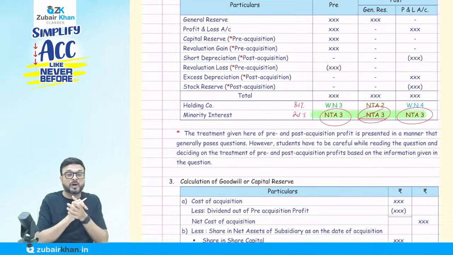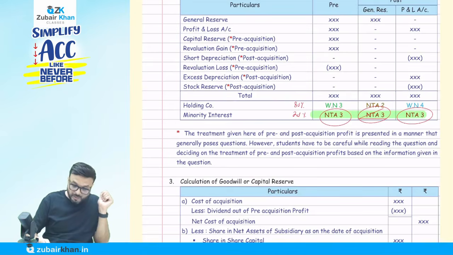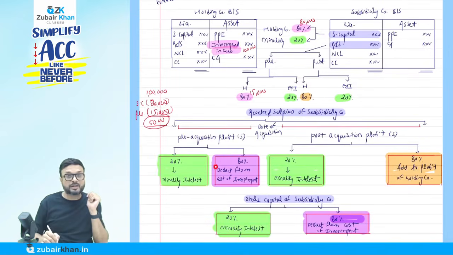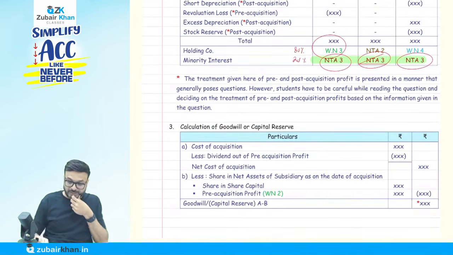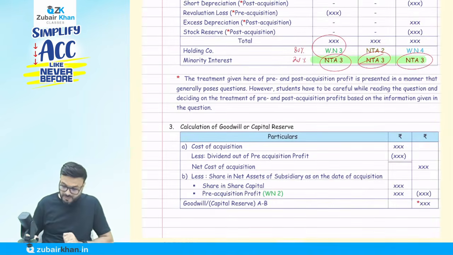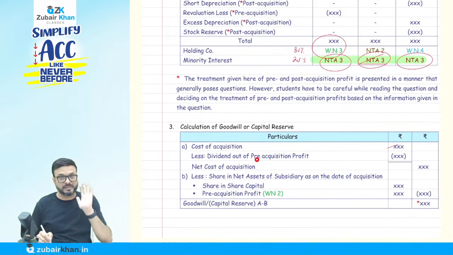But whatever belongs to the holding company, you know what the treatment of these profits is. It should be deducted from the cost of investment. So the pre-acquisition profit which belongs to the holding is in working note number 3. This working note 3 is basically the calculation of goodwill or capital reserve. This is the cost of investment. Don't worry about this dividend out of pre-acquisition profit; I will discuss it with you later on.